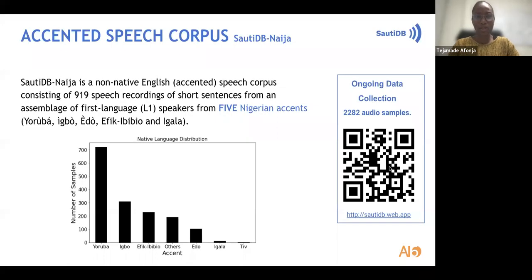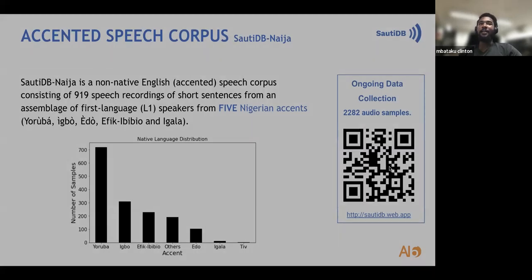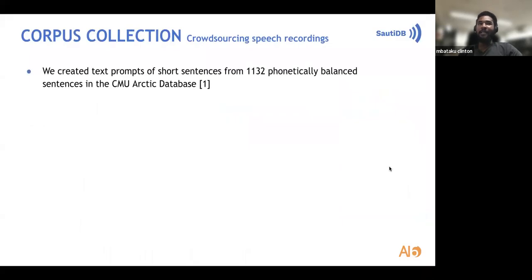So we move on to talk about our speech collection process. In order to achieve this, we had to build a web app to collect native Nigerian accented speech, given that there were no data sets that had this at the time. Data collection is still ongoing, but we were able to publish about 919 speech recordings of native speakers in 5 Nigerian accents: Yoruba, Igbo, and the rest.